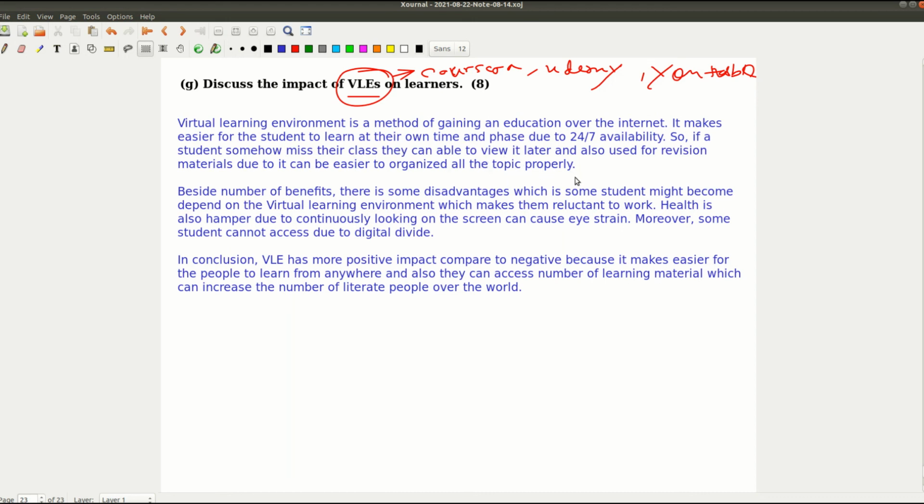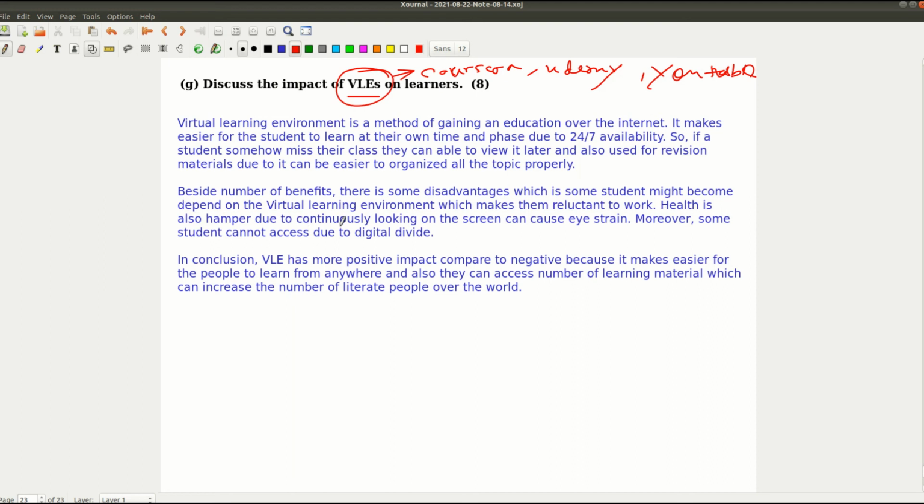Besides that, the teacher doesn't need to repeat the same lesson again. They can use that for their revision. Besides a number of benefits, there are some disadvantages, which is some students might become dependent on the virtual learning environment, which makes them reluctant to work. Besides the advantage, some students can take advantage of this. They don't want to do the classes because they think, okay, I will get it later, so I don't want to do the classes, I will sleep. So they may be more reluctant to work.